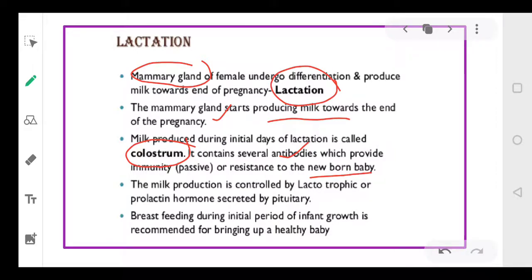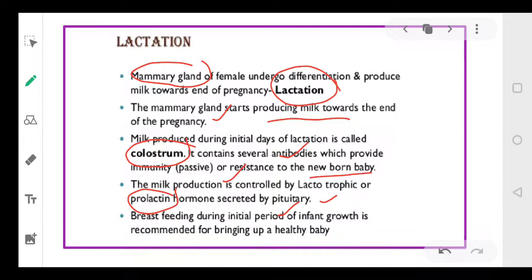Right, everyone? And this milk production is controlled by a hormone called prolactin, which is released by the pituitary gland. Right? And breastfeeding during the initial stages of the baby's growth is highly recommended. It has been easily observed that when mothers do not feed their child, the child remains weak and his immunity is not well developed and he is not able to fight diseases. So this colostrum, which is fed to the child in the initial days, is very important for the immunity of the child.